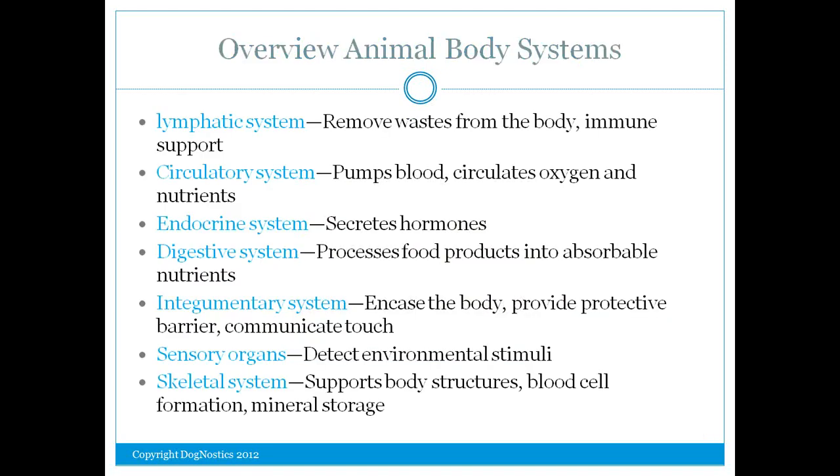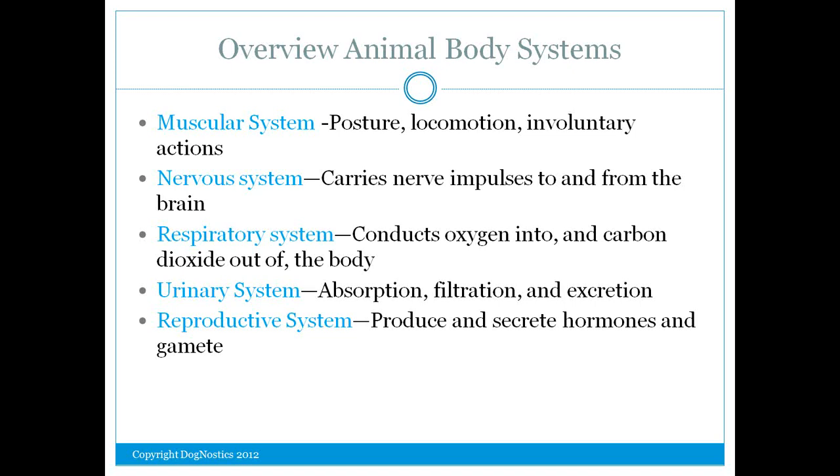All right. So throughout this whole presentation, part one and part two, we're going to be doing just a basic overview of all the animal body systems. That includes the lymphatic system, the circulatory system, the endocrine system, the digestive system, the integumentary system, which is a really fancy word for basically skin, sensory organs, the skeletal system, our muscular system, the nervous system, the respiratory system, the urinary system, and the reproductive system. Again, this is all basic overview kind of stuff.